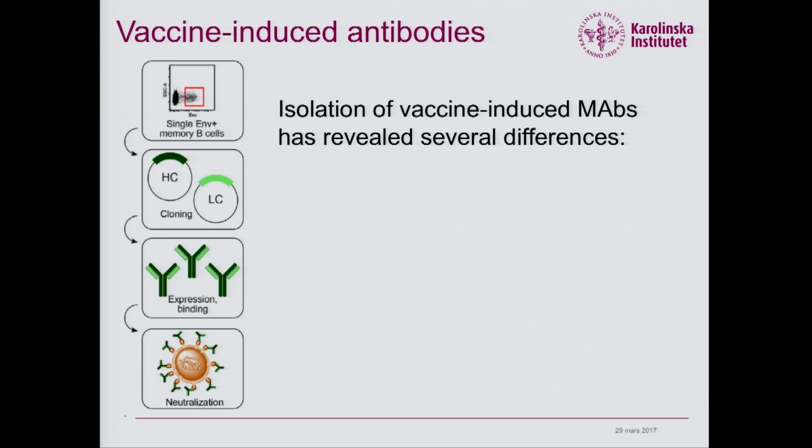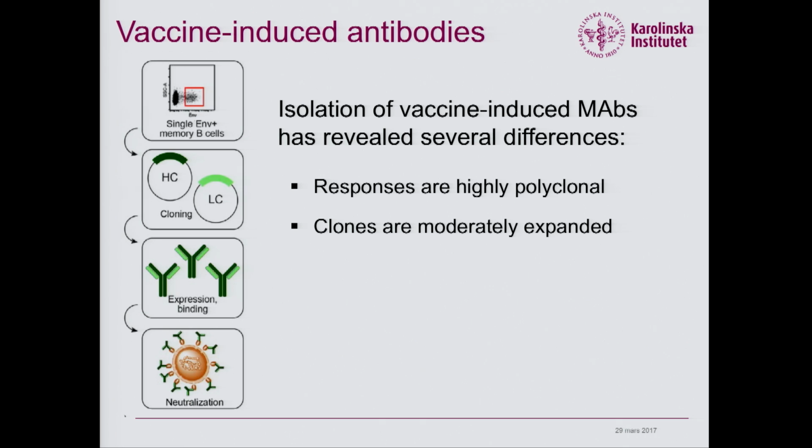So in contrast, when you look at vaccine-induced antibodies, there are major differences. These antibodies are extremely polyclonal. There are many individual clonal families that are not as expanded. And this is, of course, a consequence of a much shorter exposure of the antigen to the immune system and an invariable antigen, which is what we most of the time immunize with.